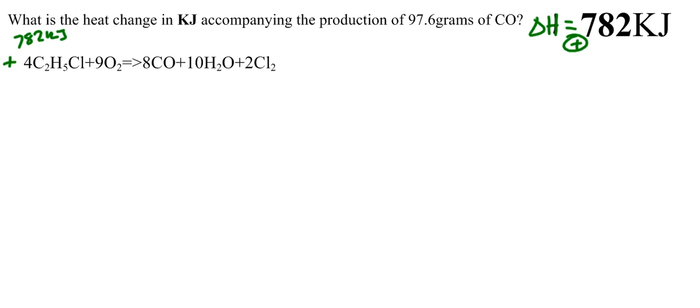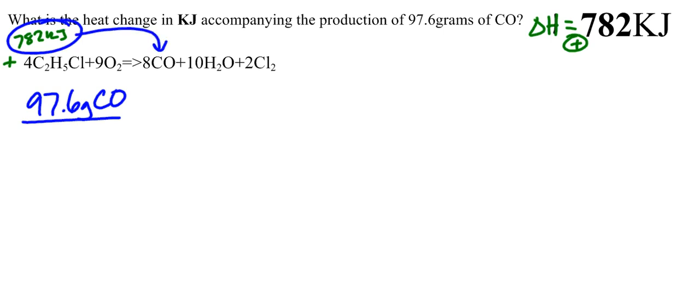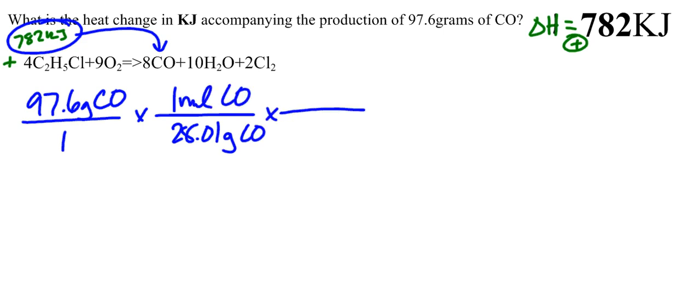Okay? So, let's go ahead and take what is given, which is 97.6 grams of carbon monoxide. If I have 97.6 grams of carbon monoxide, I know that this much energy is per 8 moles of carbon monoxide, so I need to get to moles. Put that over 1, and I end up with 28.01 grams of carbon monoxide for every 1 mole of carbon monoxide. Okay, now this is important.